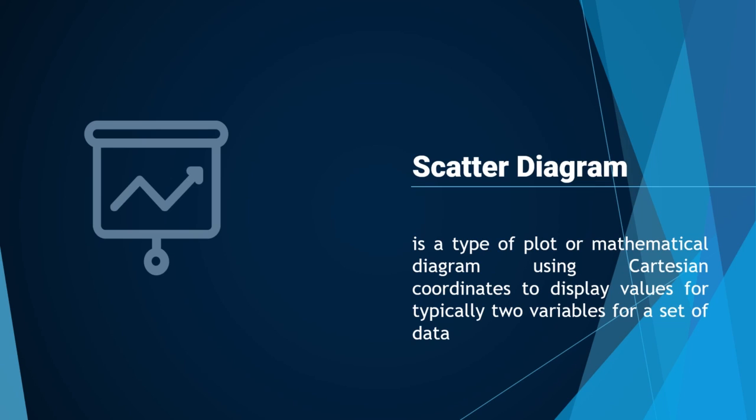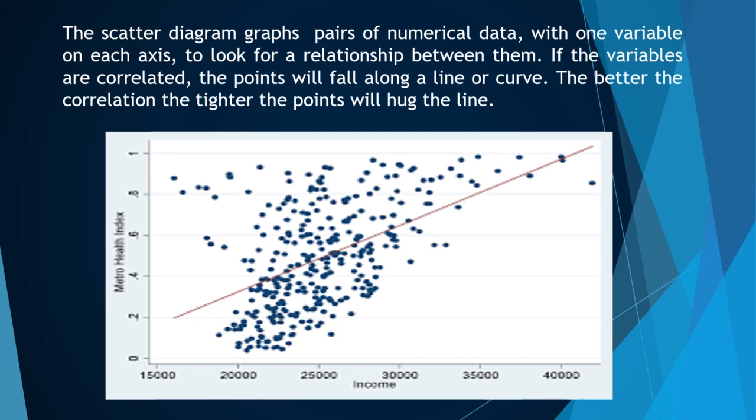Then comes a scatter diagram. It is a graphical plot of pairs of numerical data, with one variable on each axis, to look for a relationship. Here we can see an example of the scatter diagram. If the variables are correlated, the points will fall along a line or curve. The better the correlation, the tighter the points.